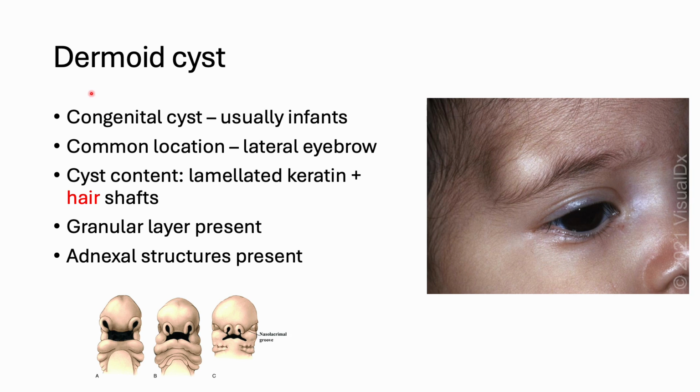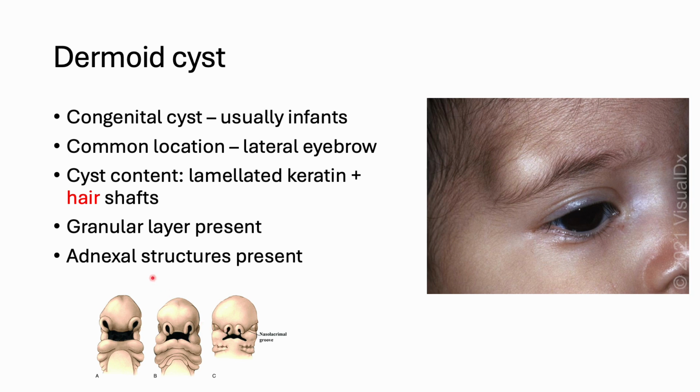The dermoid cyst usually happens in the younger population, usually infants, and the common location is the lateral eyebrow. The reason for this dermoid cyst is faulty development along the embryonic fusion line. So here is the embryology. You can see there should be a fusion from left to right. When there is a folding problem, a dermoid cyst happens.